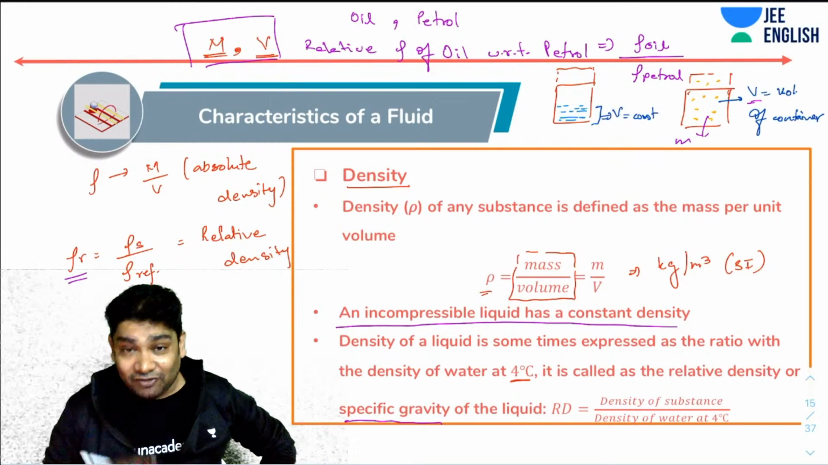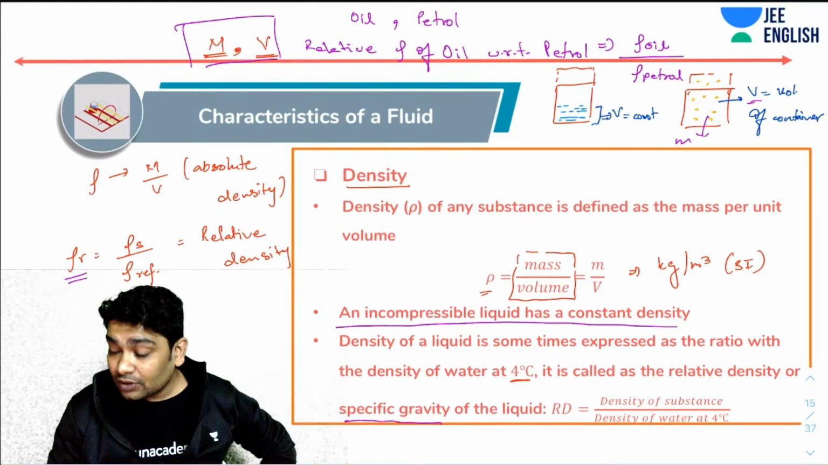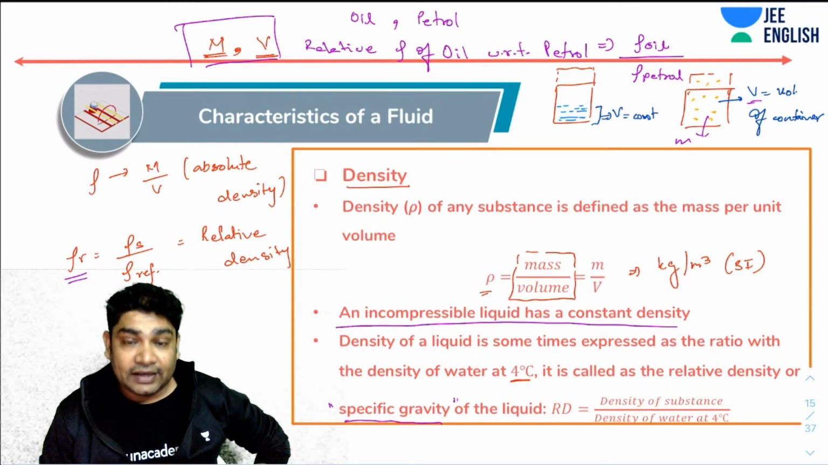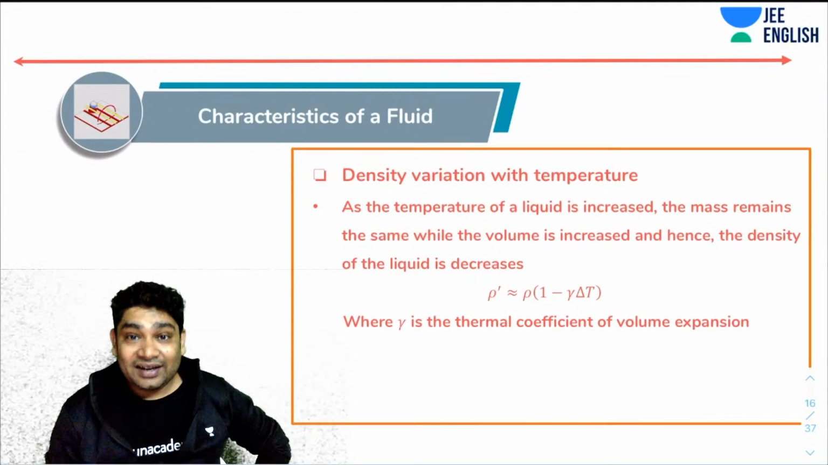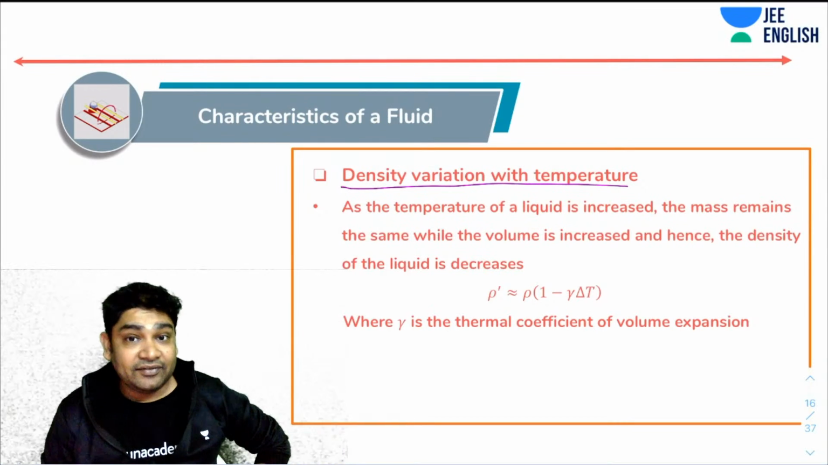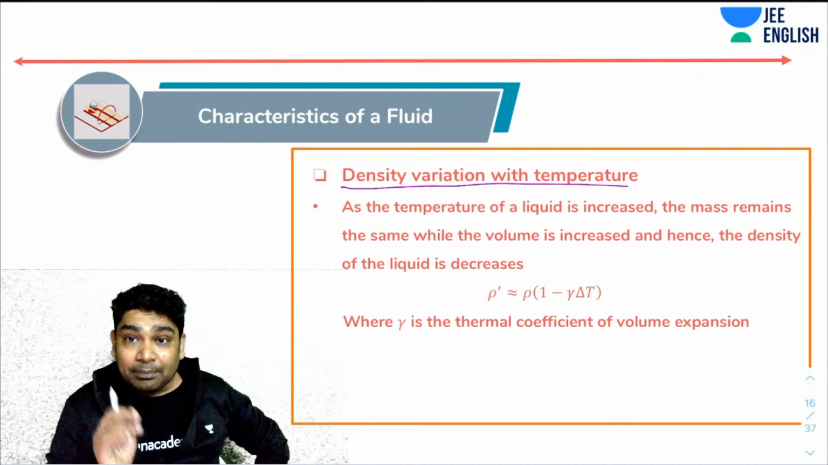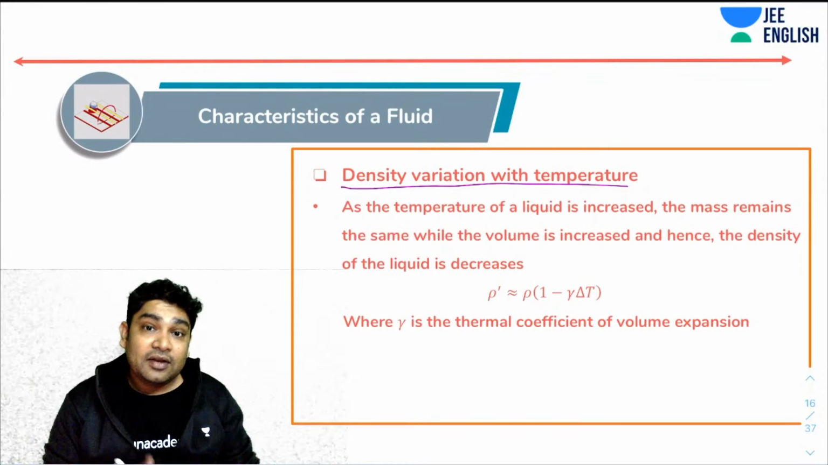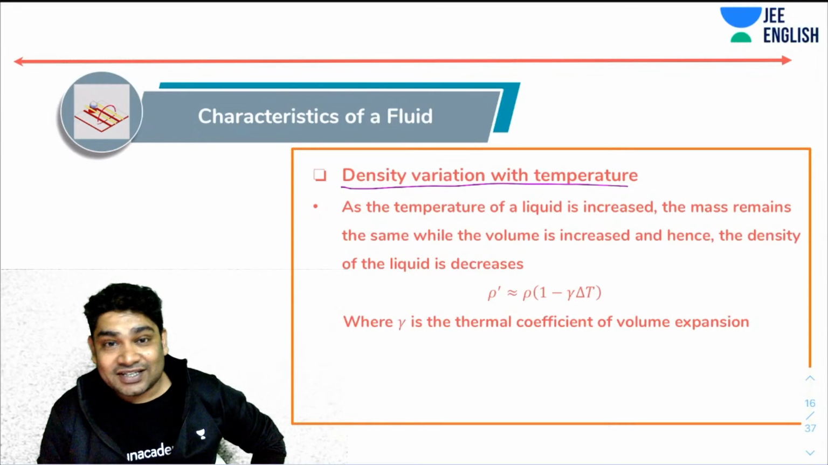As I said, when relative density is specified with respect to water, then it is called specific gravity. So specific gravity is a special term when you are specifying the density of any liquid with respect to the density of water. Now, density does vary with temperature. Again, we will study this in detail when we are discussing thermodynamics. But this is just for you to know that as the temperature of a liquid is increased, thermal expansion will happen. Whenever things are heated, they expand, right?